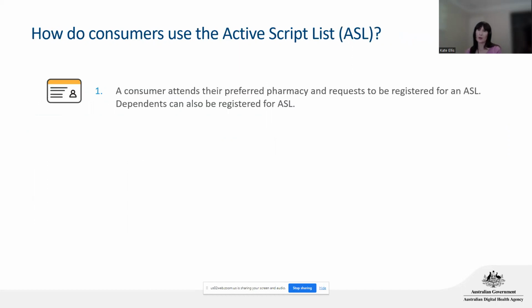So how does it work? The main thing about Active Script List for consumers is the permission side of things.